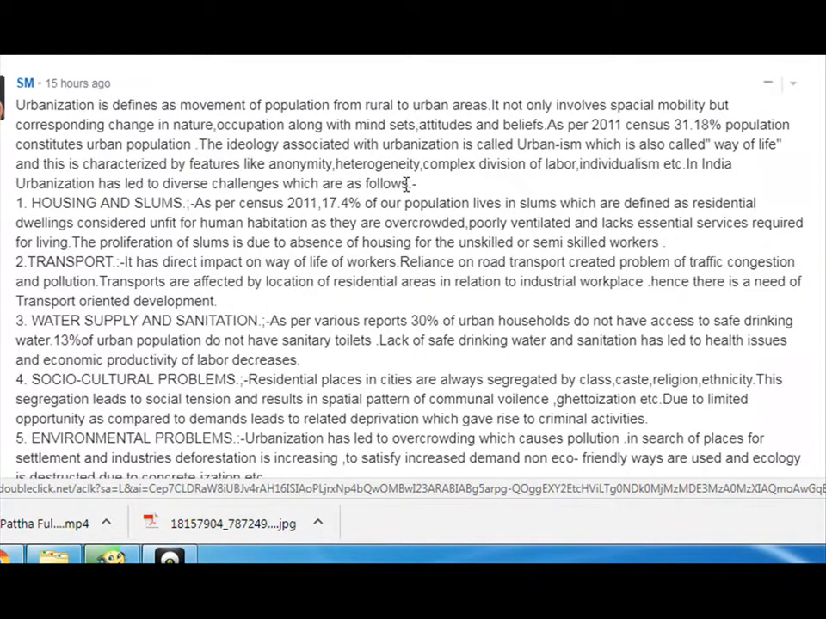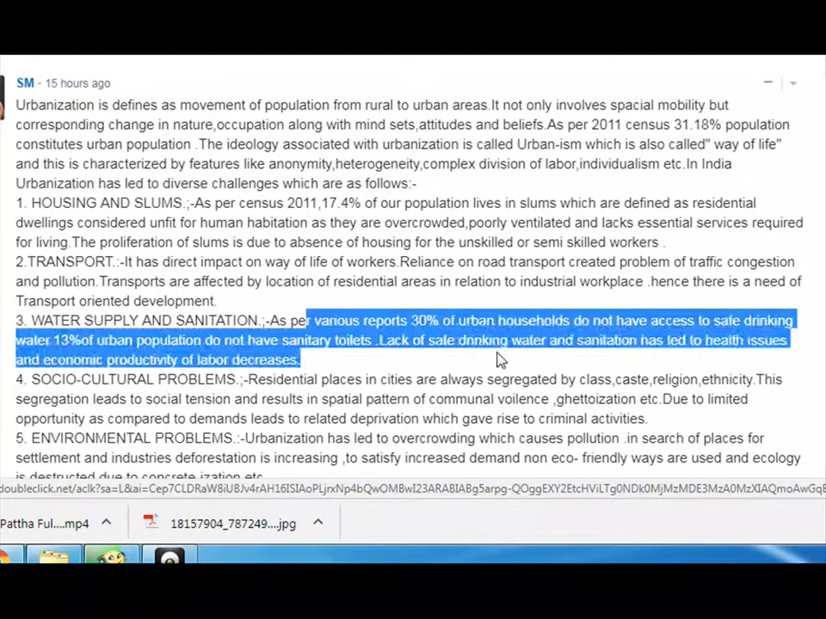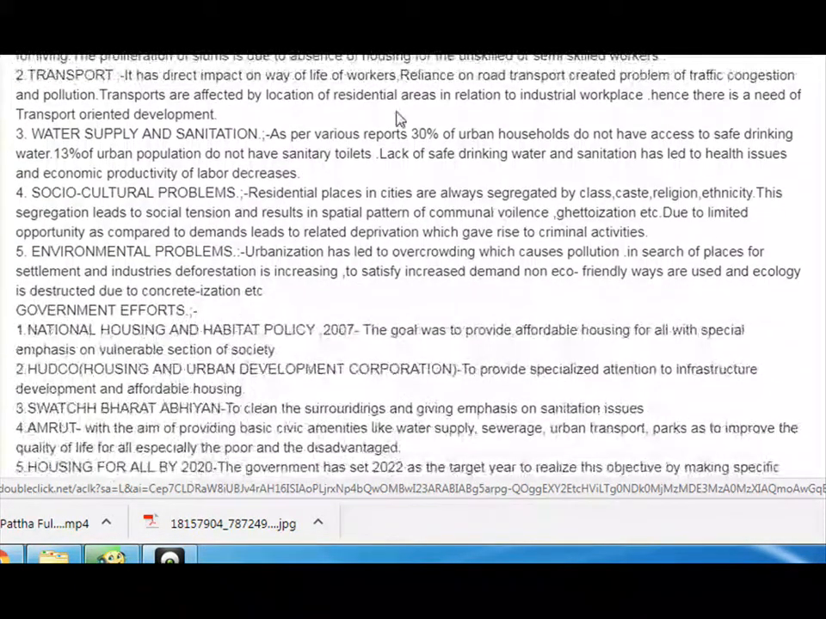3. Water supply and sanitation. As per various reports, 30% of urban households do not have access to safe drinking water. 13% of the urban population do not have sanitary toilets. Lack of safe drinking water and sanitation has led to health issues, and the economic productivity of labor decreases.